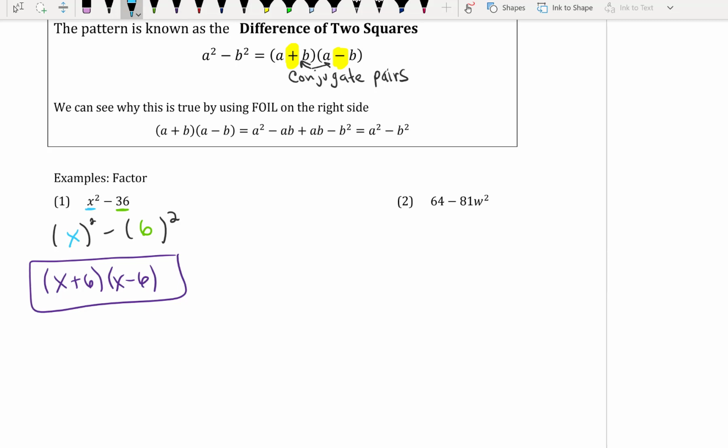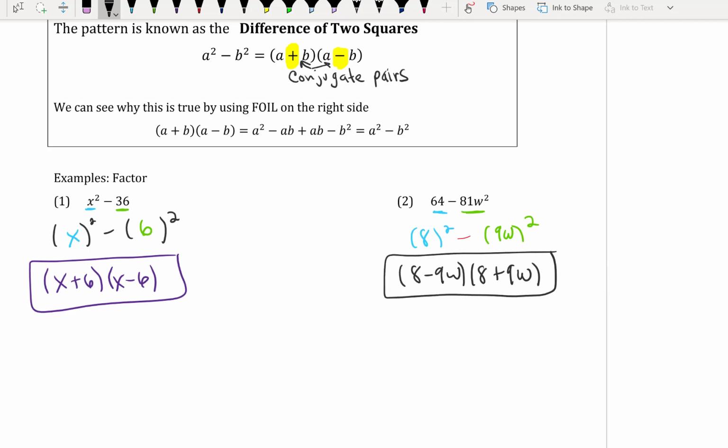Now for number 2, I have 64. So can that be written as a perfect square? It can if it's 8. And I have minus. Now I want to see if that last term, 81, is that a perfect square? Yeah, that would be a 9 and w. So notice how it fits into that pattern of that difference of squares. So this is going to factor as the conjugate pairs 8 minus 9w and 8 plus 9w. So order matters. If the 8 comes first in the expression, then it should come first when you're factoring.